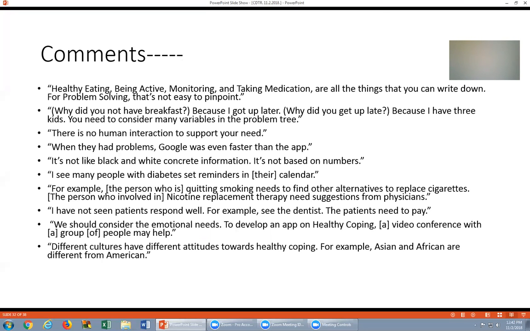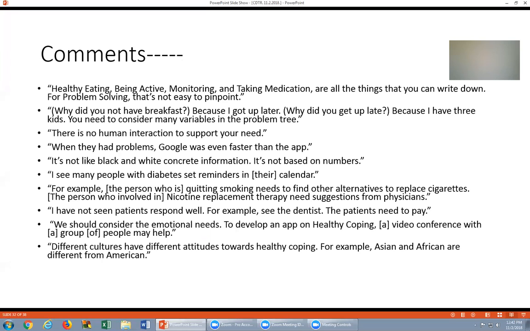So our patients that are older, they love that human interaction. They want that human interaction. And I think it's up to us how we can create that, and that's something we want to put in apps for the older patients. The best one was, when they had problems, Google was even faster than the app.